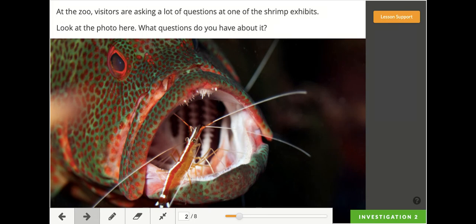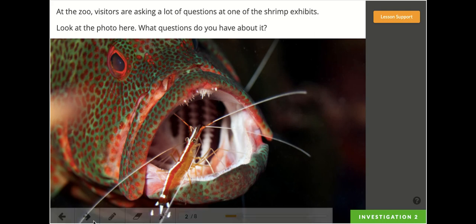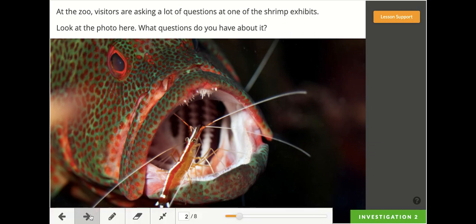Here is a picture example of organisms interacting at one of the shrimp exhibits. Visitors at the zoo are really curious about what's happening, and maybe you have some questions too, like why this fish is allowing the shrimp into its mouth, if the fish is about to eat the shrimp, or if somehow both organisms could be benefiting from what's happening here. That's the sort of thing we're going to explore in this investigation.